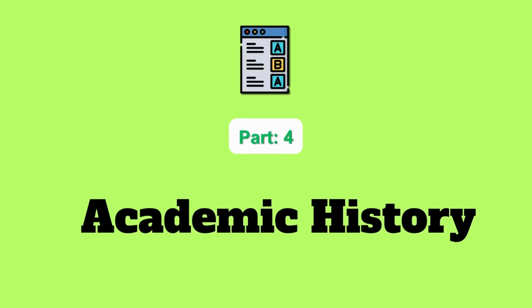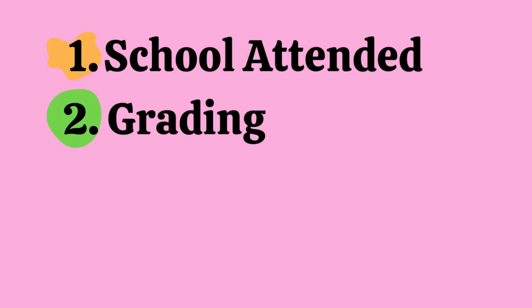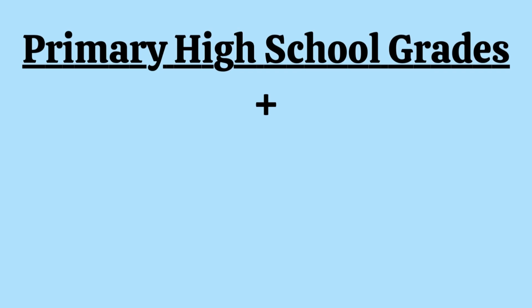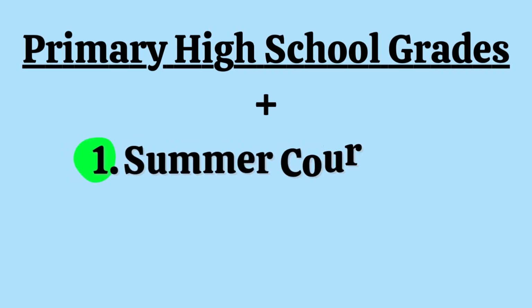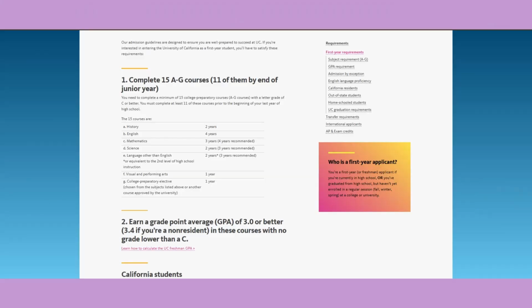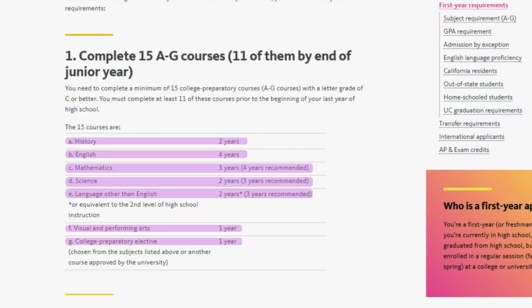Now I want to talk about the most important part of your application, which is academic history. This part includes the school you went to, the grading scale of each school, the classes you took, and the grades you got from each class. This is about your primary high school, but also includes summer courses, college courses, and high school level classes you took during middle school. So make sure you list everything that's relevant to the A2G requirements, whatever that is.